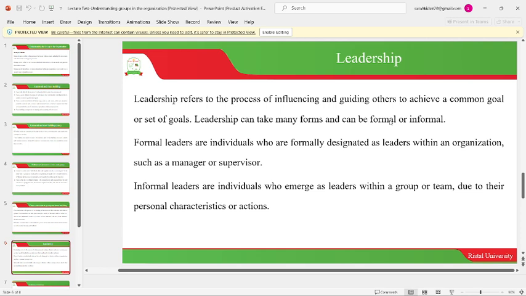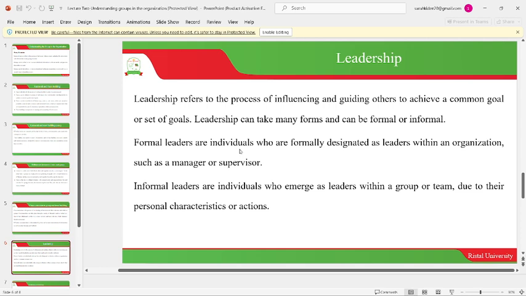We can look at leadership in that way: the process of influencing others to achieve a common goal, a vision, or a set of goals. Leadership can be exhibited by anyone in the organization, regardless of their position or authority. Leadership can be classified into different styles, such as autocratic, democratic, laissez-faire, transformational, and transactional.